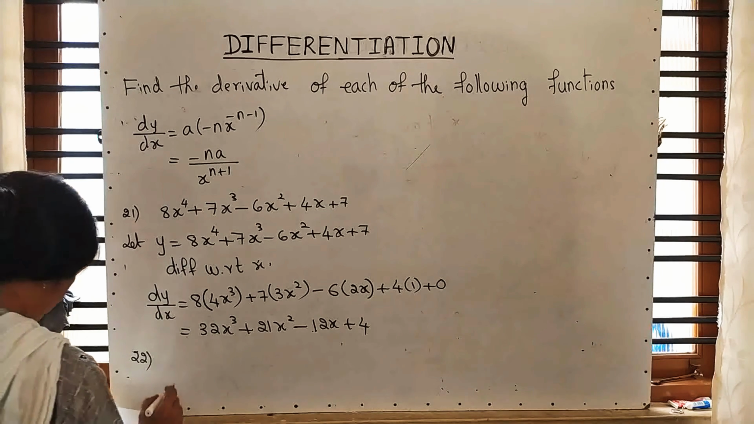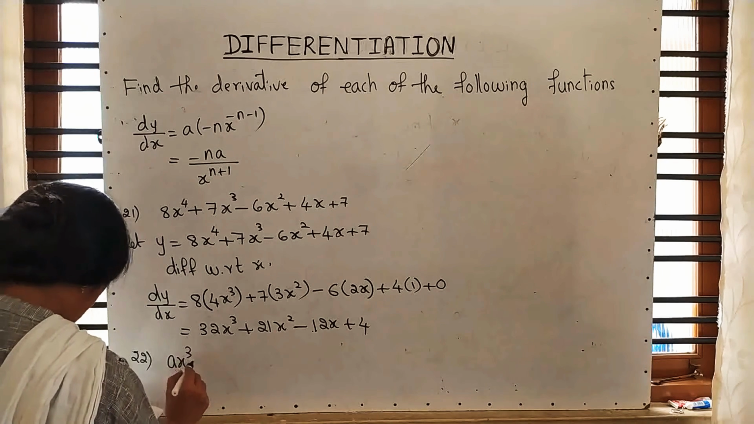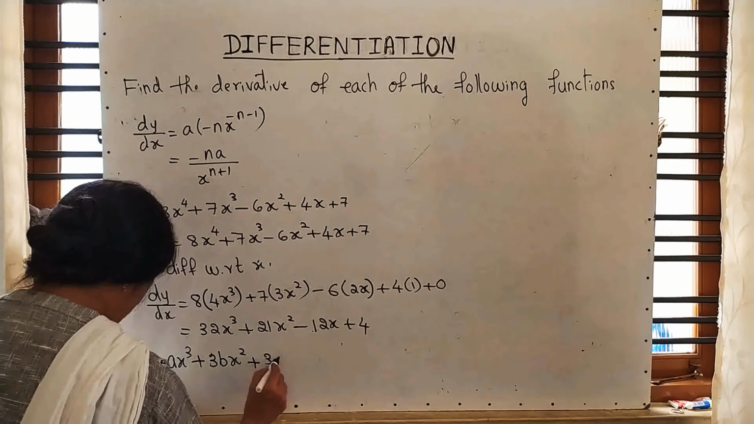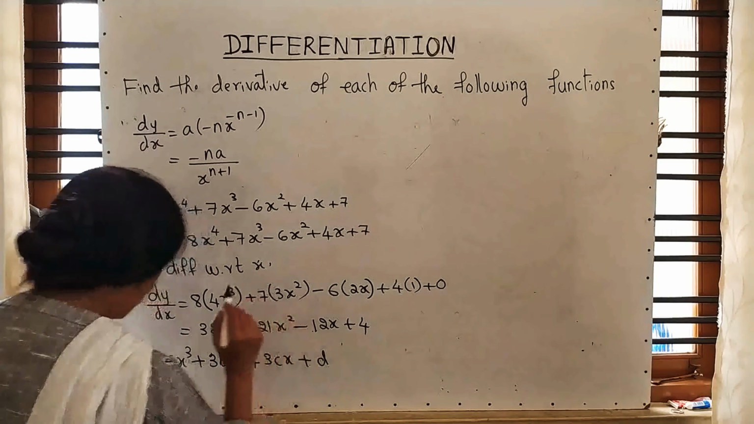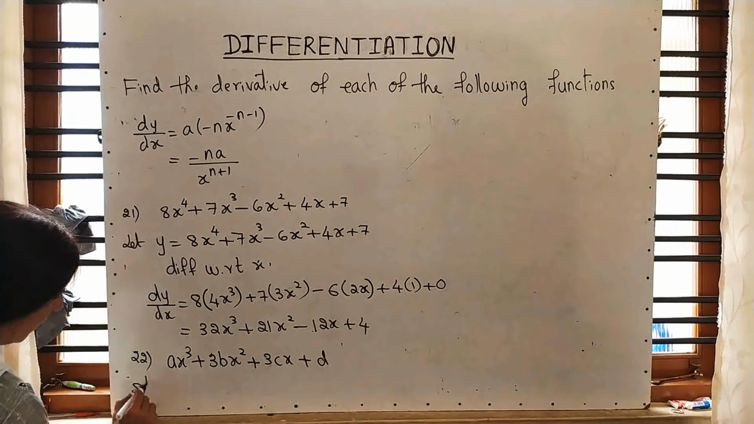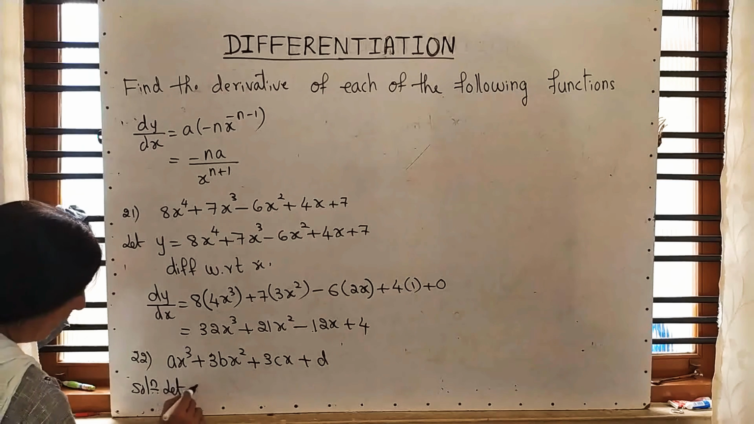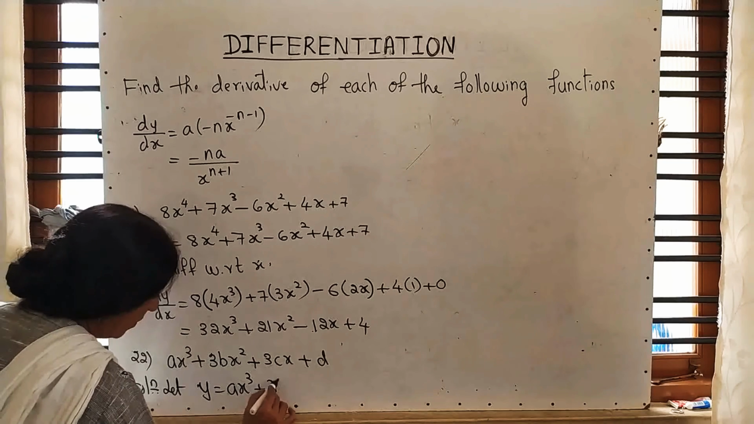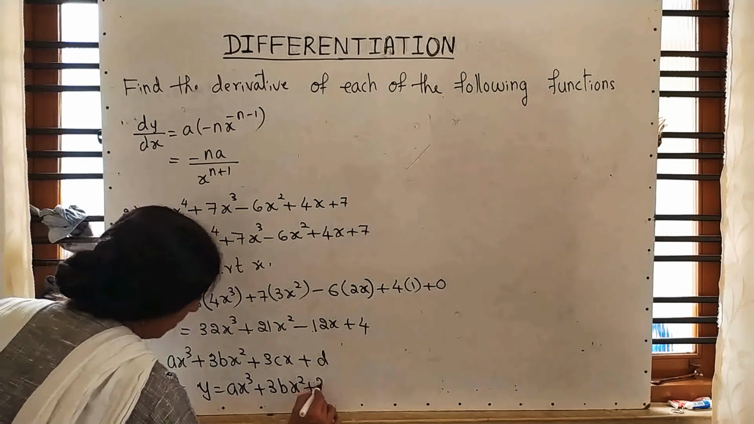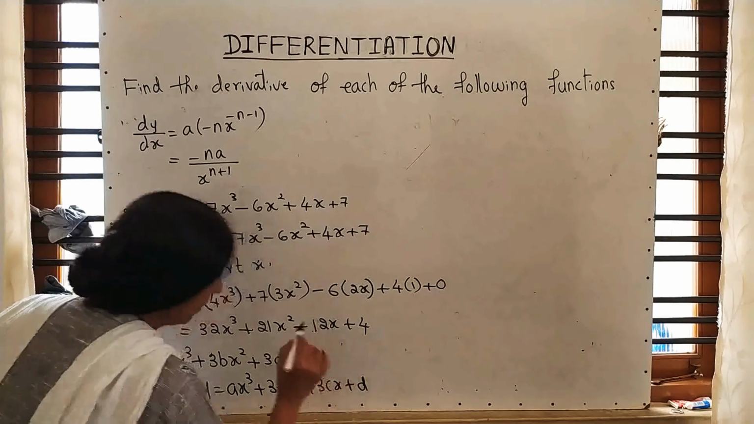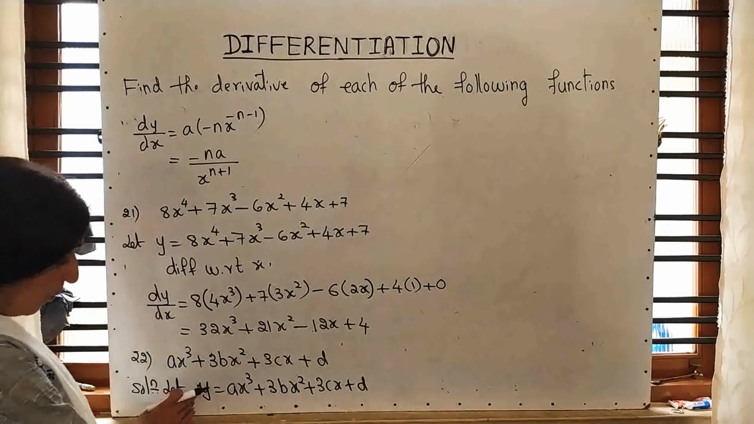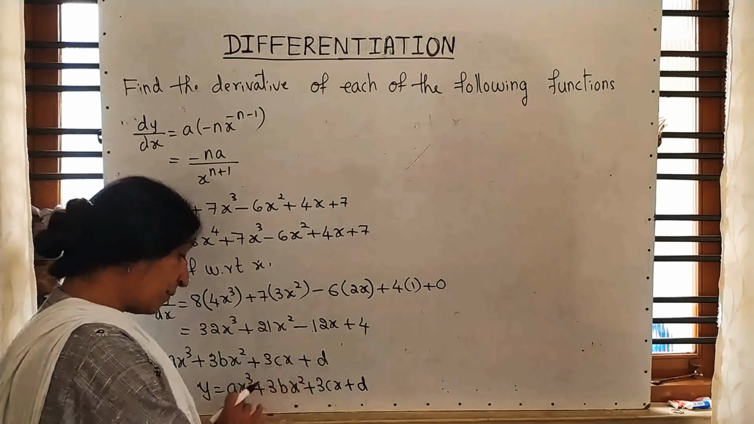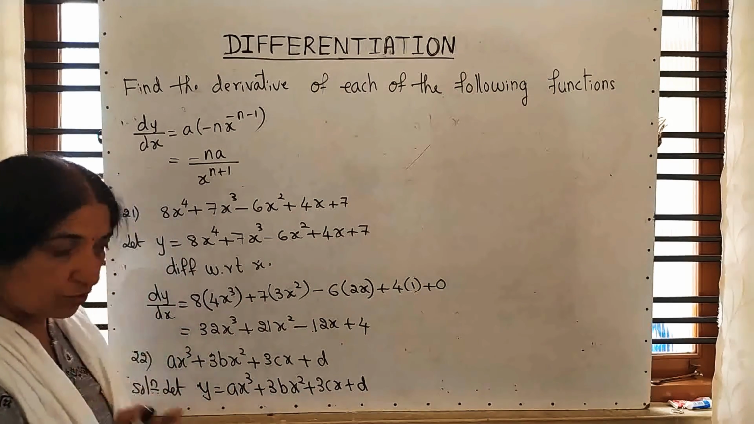Next question. ax cube plus 3bx square plus 3cx plus d. Yes, students, in the first step what do we have to do? Let y is equal to ax cube plus 3bx square plus 3cx plus d. Remember, anyhow, we are representing the function as y. Other than x terms, the remaining terms we are taking as constants. Understood?